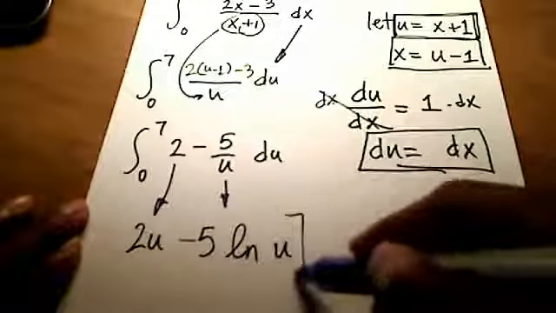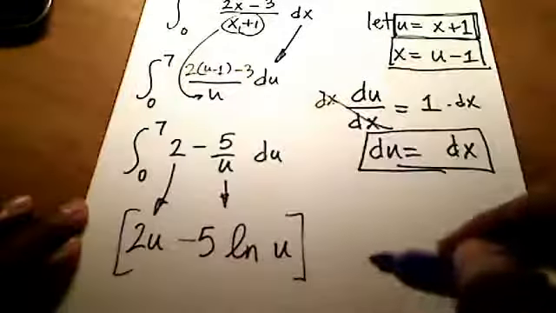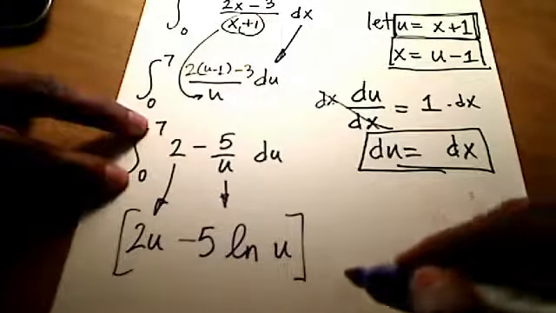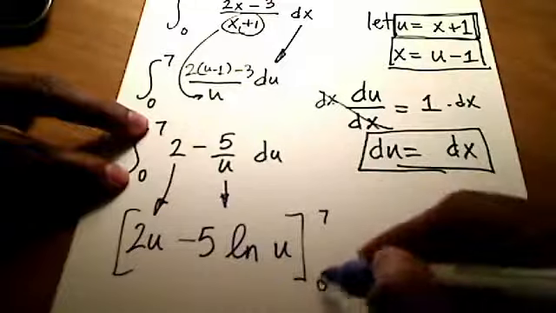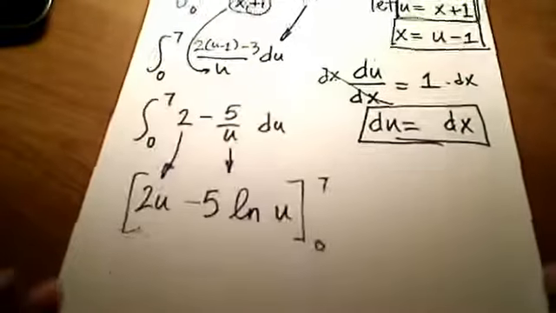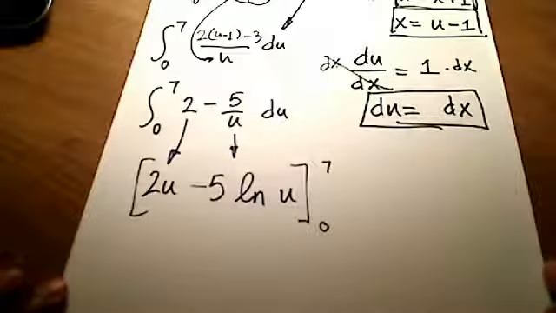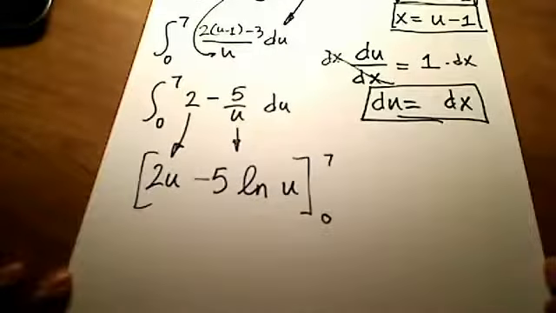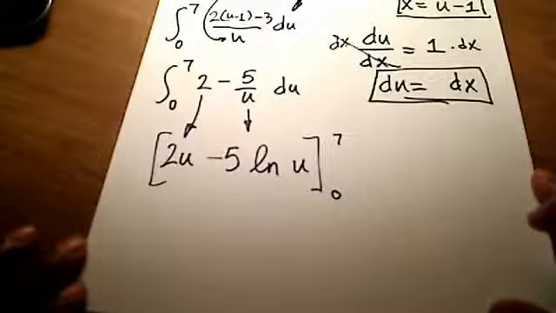And now all of this is going to be evaluated between our upper and lower limits here, 0 to 7. Okay, well that's not so bad. Here's where things get a little bit trickier, I guess. Maybe that was tricky already. I don't know. But here's where things get a little bit trickier.